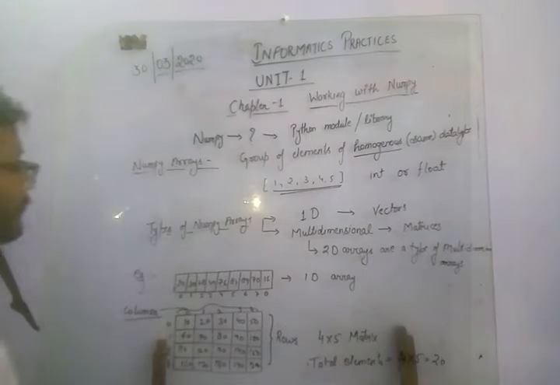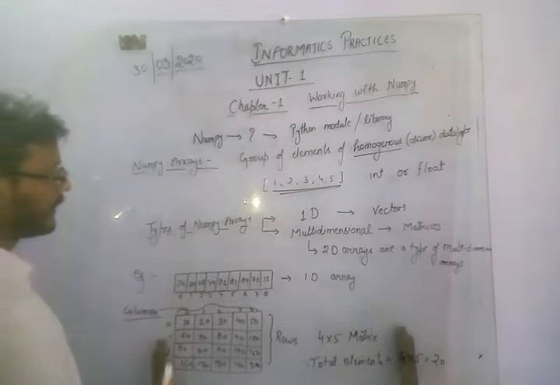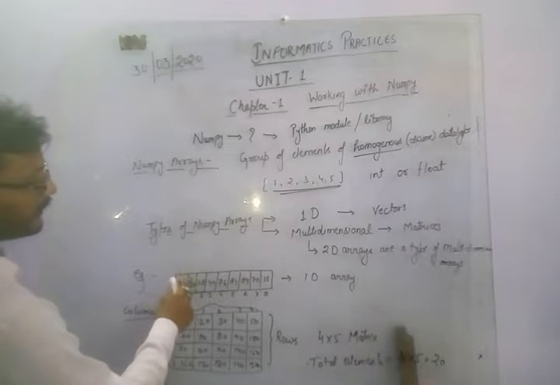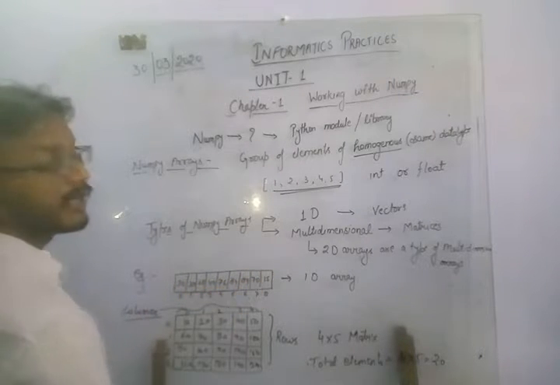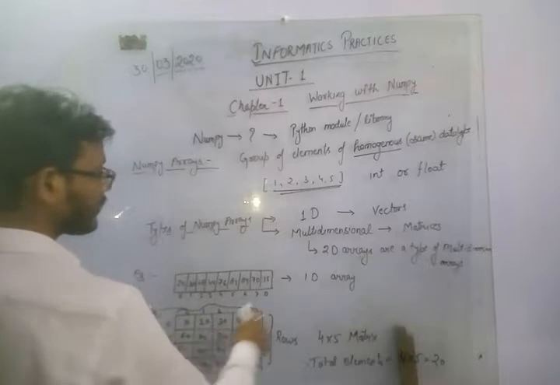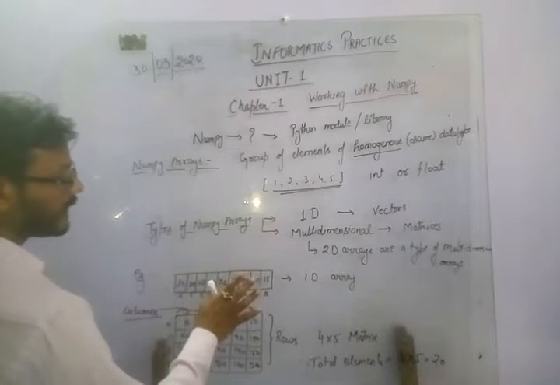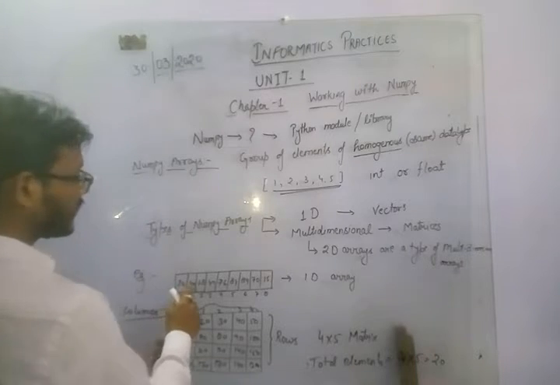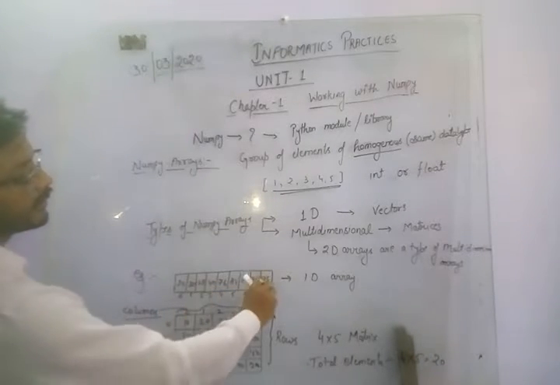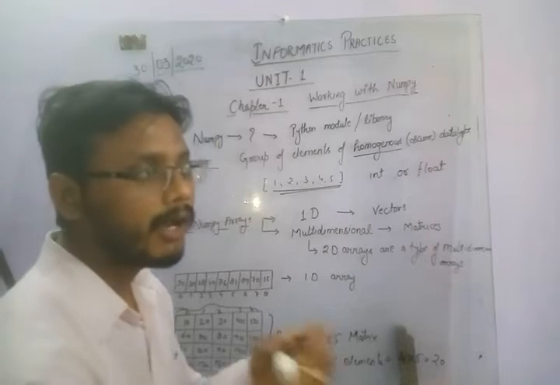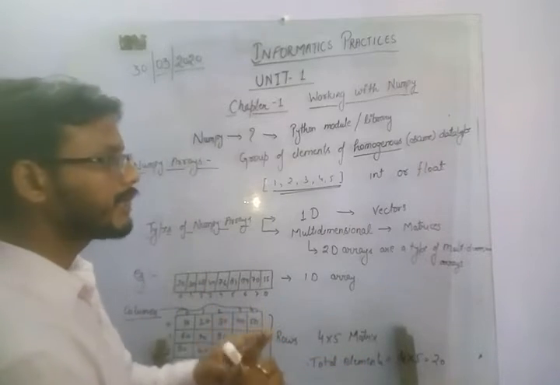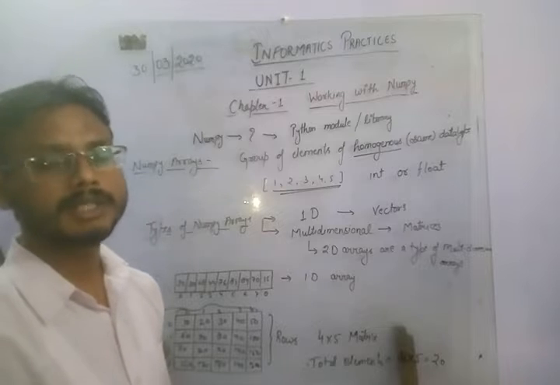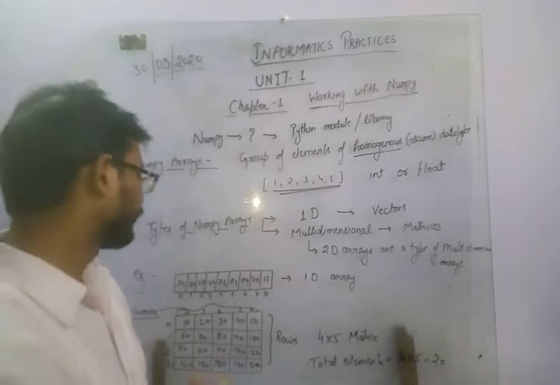Now, an example of a one-dimensional array: here we have written some numbers, that is 1, 2, 3, 4, 5, 6, 7, 8, 9, 10, which are of the same data type, that is integer or float. That is 20, 30, 68, 49 and so on till 15. These elements are all of the same data type, that is integer data type, or you can say it may be of float data type.